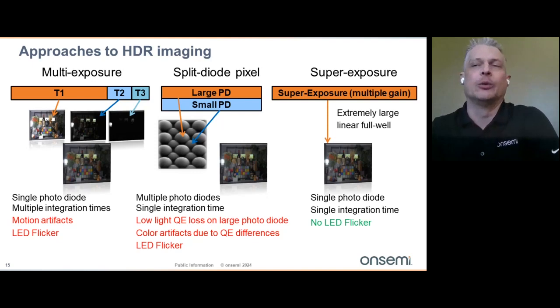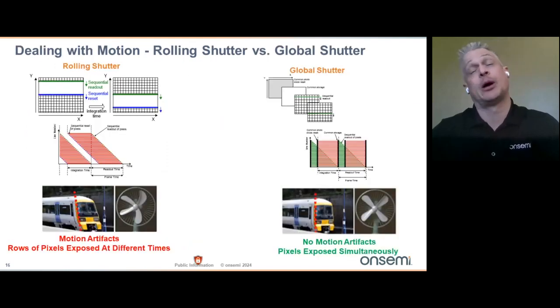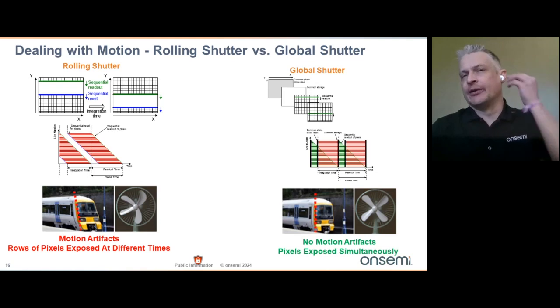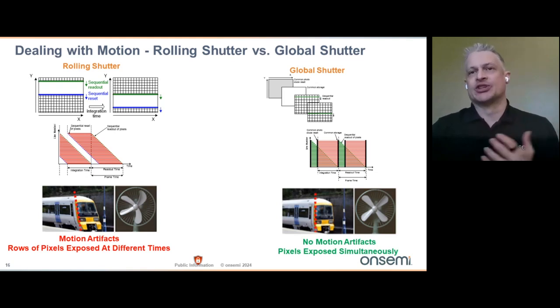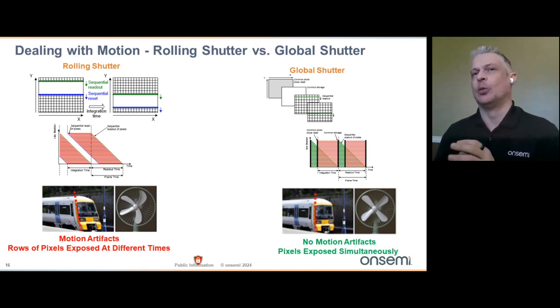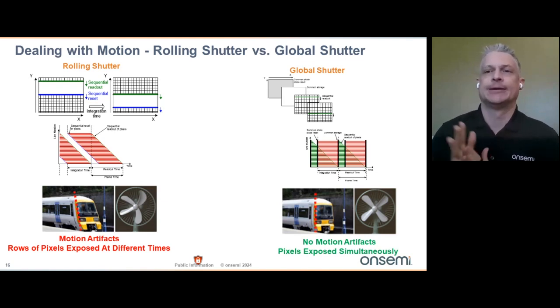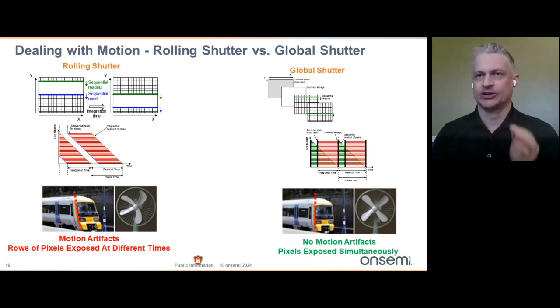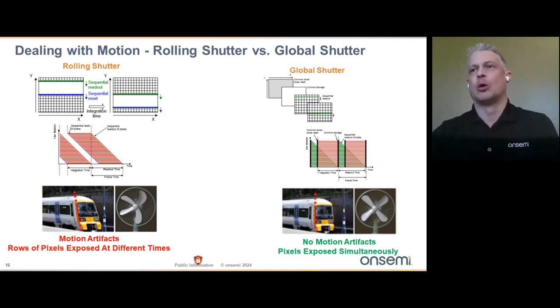Having said that, there are obviously cases for the other two, with multi-exposure still being the most popular. So that's the trend in dynamic range and the approaches that you see. The other area is dealing with motion, and you have two types of sensor architectures: a rolling shutter sensor and a global shutter sensor.